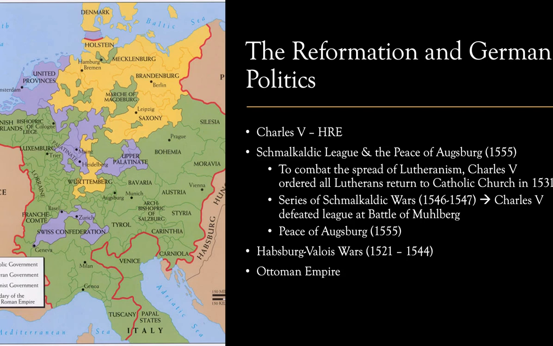The Habsburg-Valois Wars were a series of battles between Charles V, who again was the King of Spain and the Holy Roman Emperor, and Francis I, the King of France. These conflicts emerged over disputed territory between the two families, right? Because Charles was part of the Habsburg dynasty, Francis was part of the Valois dynasty. So these conflicts emerged over disputed territory in places like southern France, the Netherlands, the Rhineland, northern Spain, and Italy. And the frequency of these conflicts really prevented Charles from concentrating on crushing Lutheranism within the Holy Roman Empire.